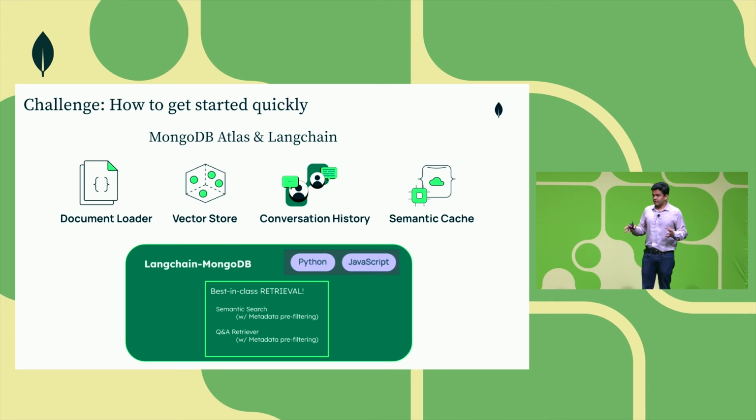For these capabilities with LangChain, we have a dedicated MongoDB LangChain package available in Python and JavaScript that provides you the best-of-class retrieval, and it is one of the most complete offerings out there, which brings together the power of MongoDB's operational store with the vector store capabilities. These are all capabilities that are difficult to put together with bolt-on vector databases.